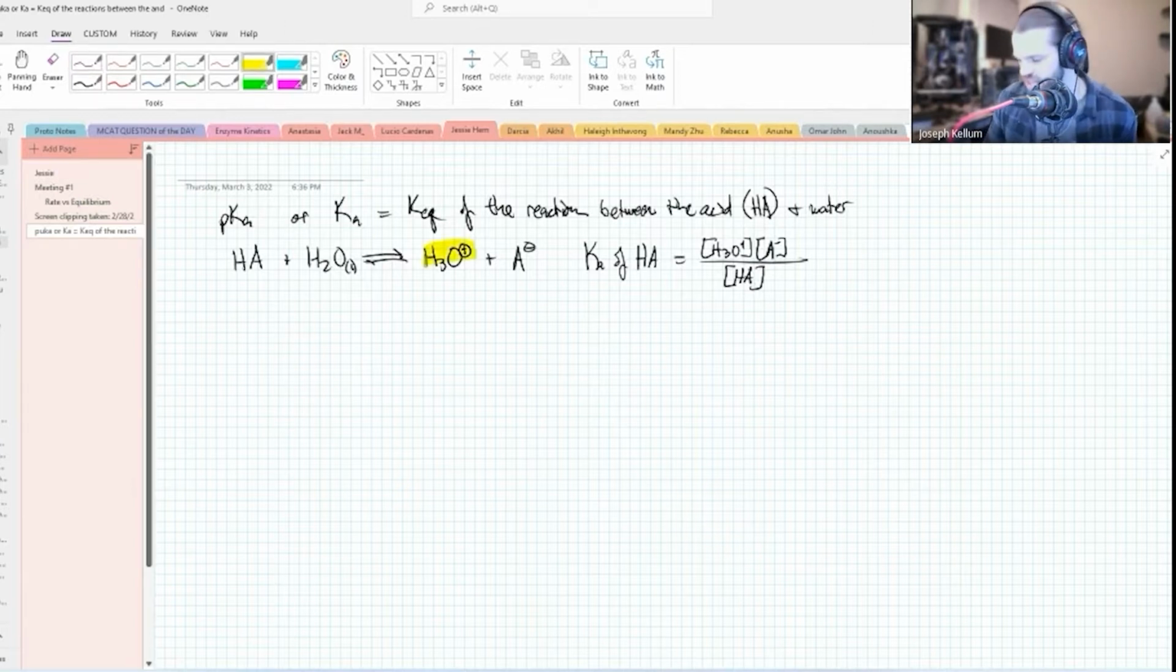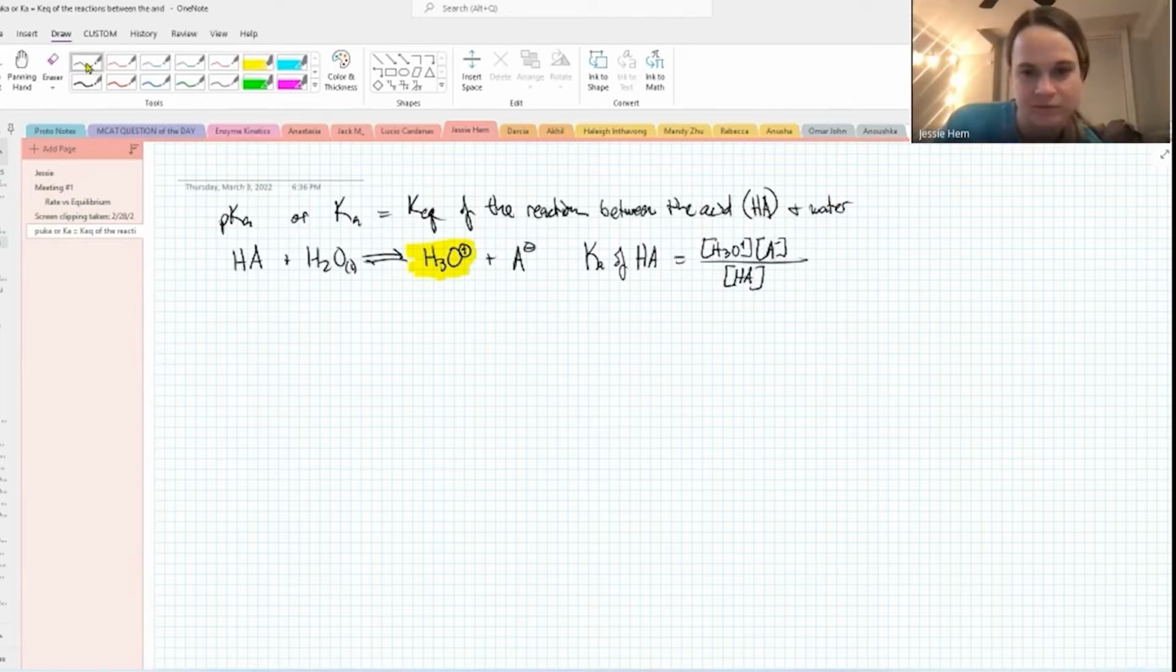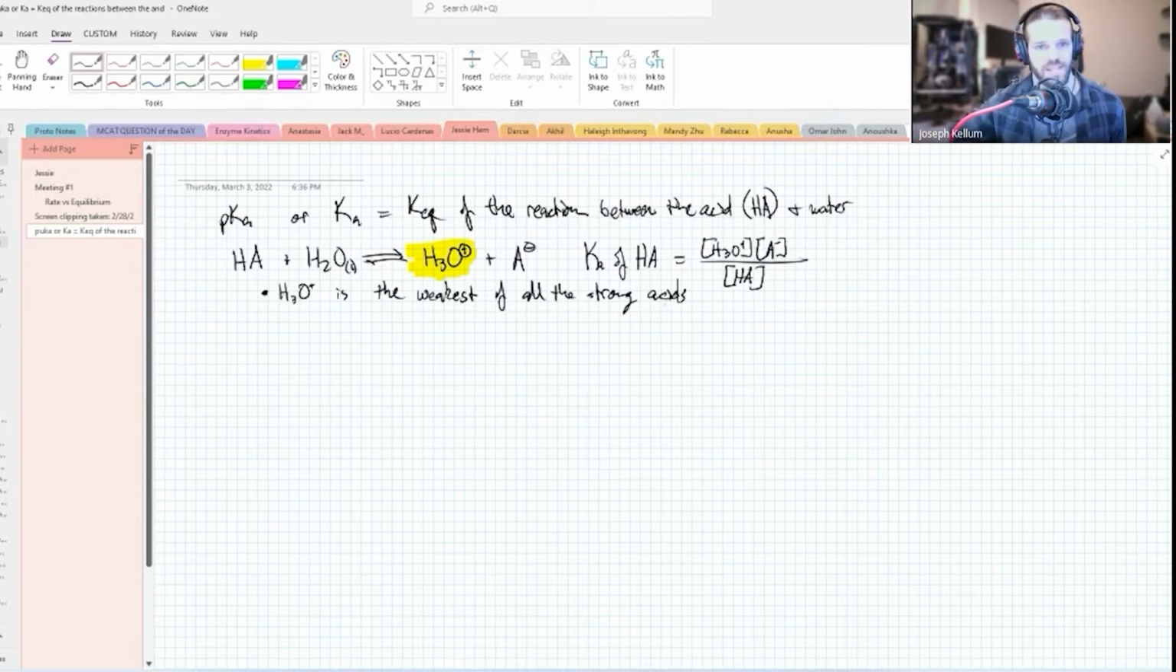So H3O plus is a really important point for acid base, because do you know what the Ka of H3O plus, or hydronium, is? That's what it's called. H3O plus is important because it is the weakest of your strong acids, so it's the cutoff for being a strong acid. Does that make sense when I say the weakest of all the strong acids? Yeah, got it. If something is stronger than H3O plus, then it's a strong acid. If it's not, then it's a weak acid. So it's that middle ground there.